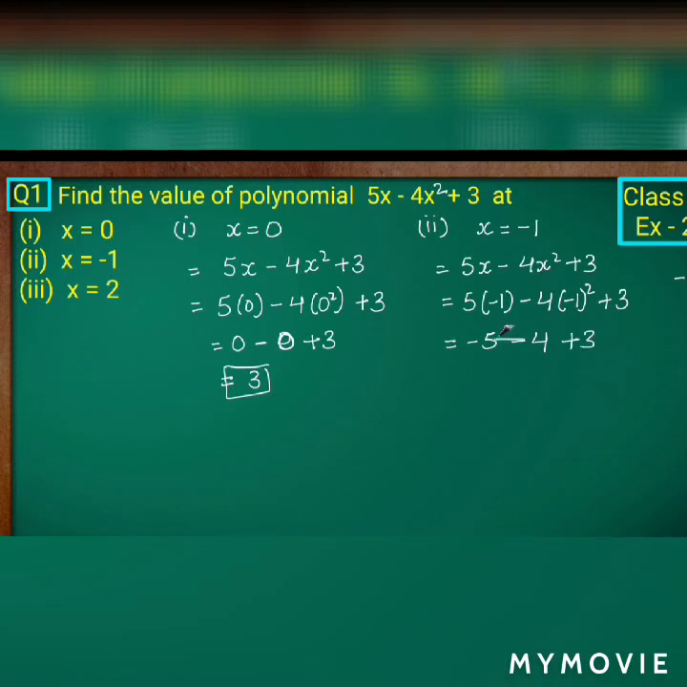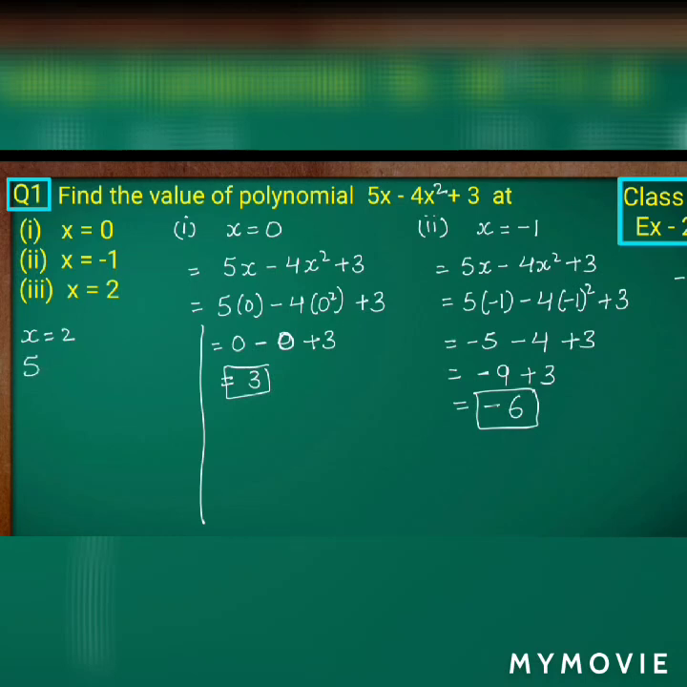Here if you observe, minus 5 minus 4 is there, so both are minus, negative values. So we have to do addition with minus, and that is minus 9 plus 3, so we'll get minus 6, isn't it? If one minus and one plus is there, it means we have to go for the subtraction, isn't it? So we got the value of the polynomial when x is equal to minus 1, that is minus 6. We'll take the third one here, x is equal to 2.